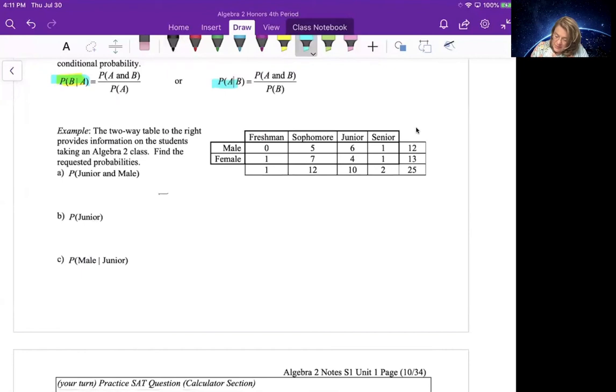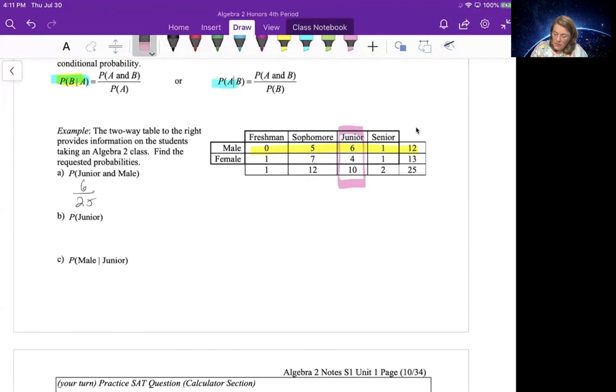The two-way table to the right provides information on the students taking an Algebra 2 class. Find the requested probabilities. So we have the probability that we are juniors and male. So I'm going to highlight all my juniors, and then I'm going to highlight the males. Okay, so I need to have juniors and males. You can do it 2 different ways, right? The only thing I have that are juniors and males is what? 6 out of 25, right?